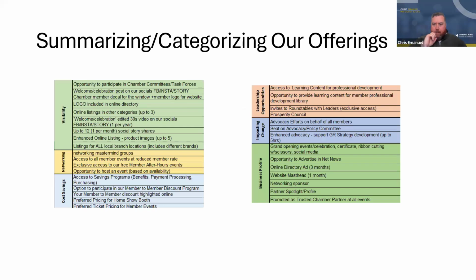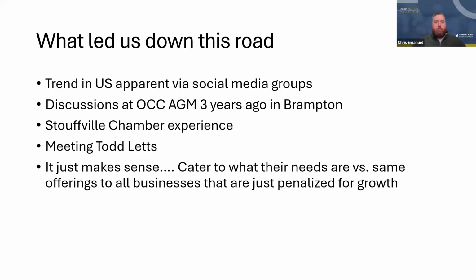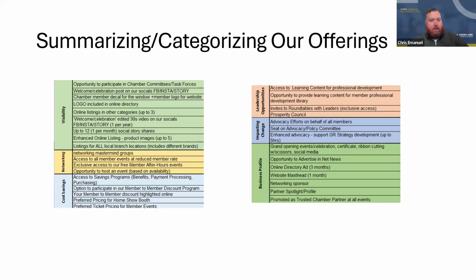And a big part actually, I just want to touch on it, is that it makes sense from a business perspective because we focus on, to Rory's point, values and what businesses want. And actually we heard from some members that they felt they were being penalized as they grew, because we basically offer the same things to all members, but they're just paying more based on the size of their membership. So we're back to what we worked with Todd on, which was understanding what our products were that we offered.